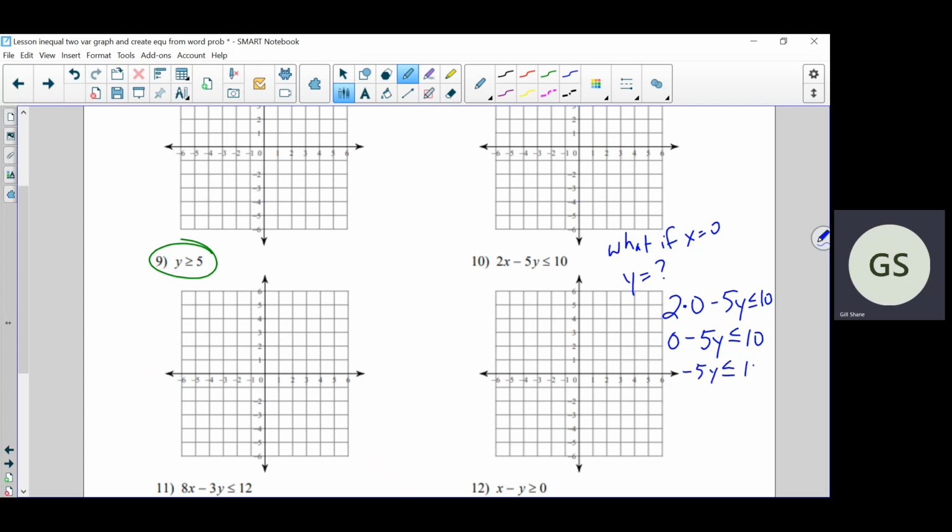How did you get negative 2? Oh, him. He thought I said negative 2. I think that's what he said.